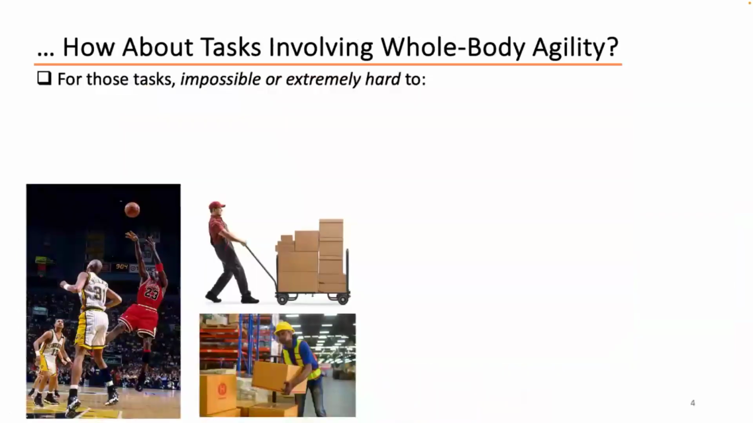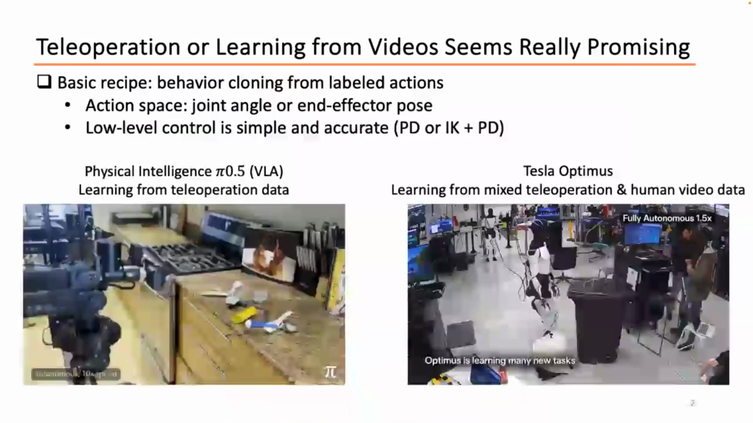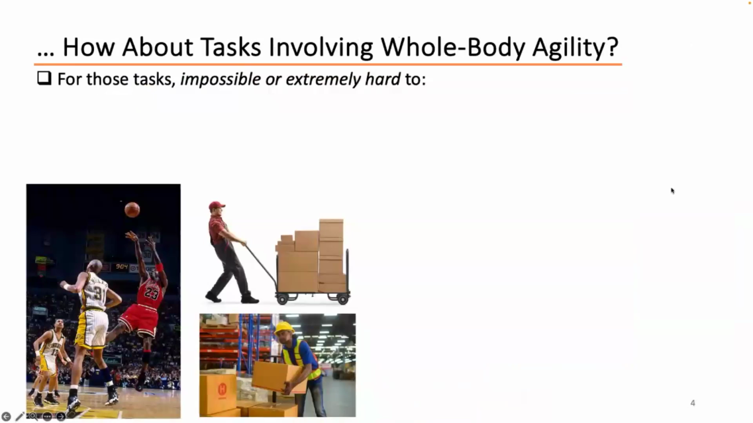So if you realize, all these tasks previously mentioned are basically quasi-static and pick and place, or almost pick and place, right? How about those tasks involving agility, especially whole body agility? For example, athletic maneuvers like basketball, or asking a human or humanoid to pull or push a heavy cart, open a door, or hold and move a box.